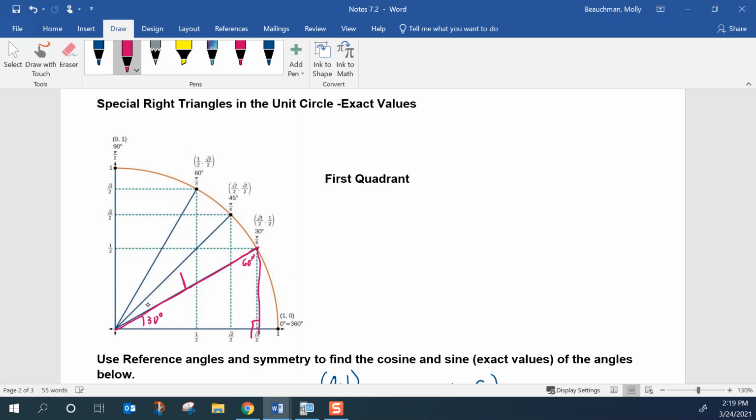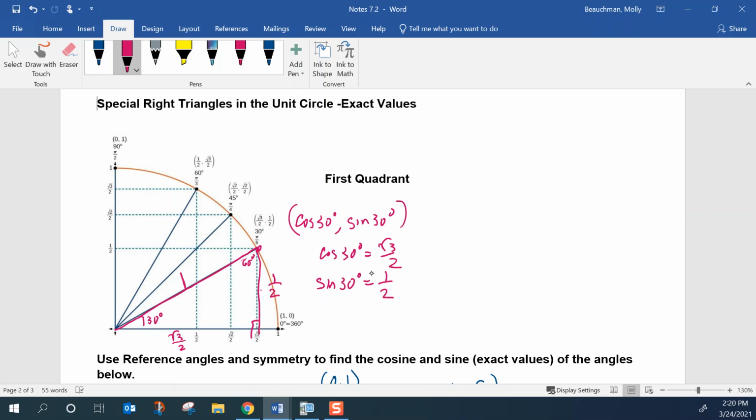circle. If the hypotenuse of that triangle is 1, then the sine of the angle, which is opposite over hypotenuse, is equal to 1/2, and the cosine, which is adjacent over hypotenuse, is equal to the square root of 3 over 2. So the coordinates at pi over 6, or 30 degrees, are the cosine of 30 degrees and the sine of 30 degrees. That means the cosine of 30 degrees is equal to square root of 3 over 2. The sine of 30 degrees is equal to 1/2.